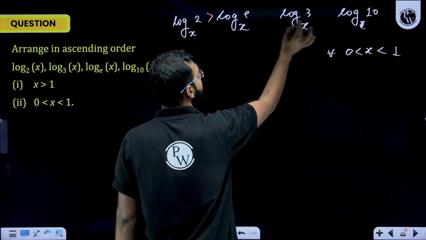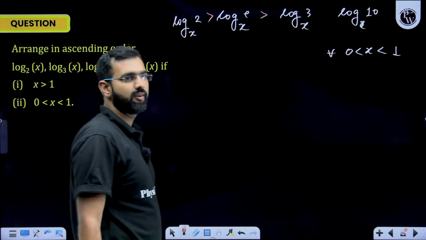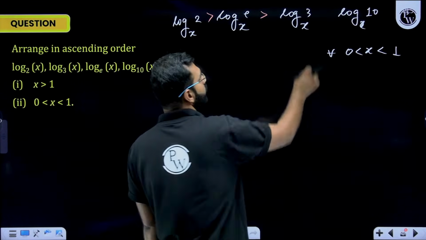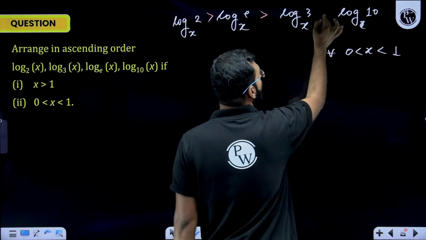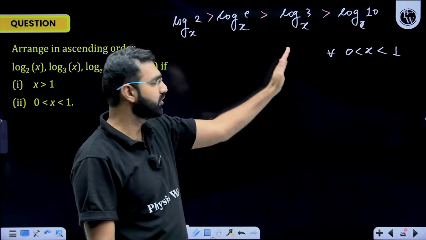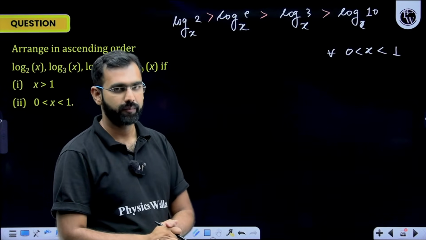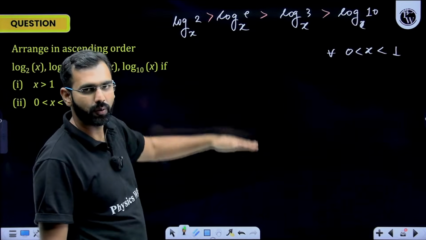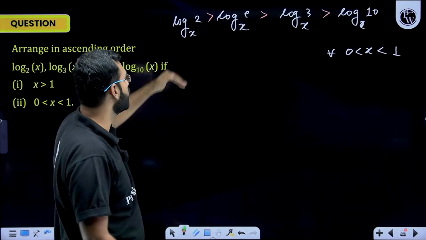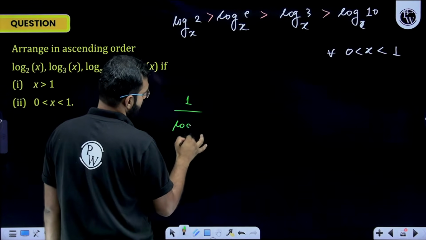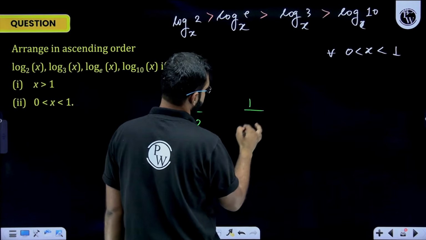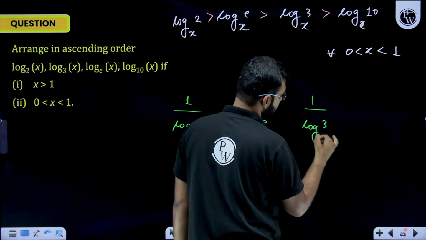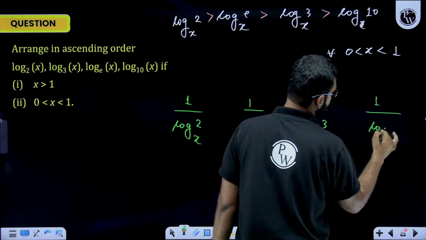If 2.7 is less than 3, then log 2.7 will be greater than log 3 if this base x is between 0 and 1. If 3 is less than 10, log 3 will be greater than log 10 if the base is from 0 to 1. Do you remember this property we have discussed? With that, if I take their reciprocals, which means 1 upon log 2 base x, 1 upon log e base x, 1 upon log 3 base x, and 1 upon log 10 base x.